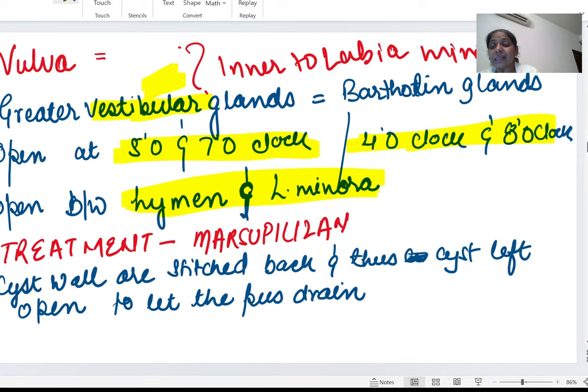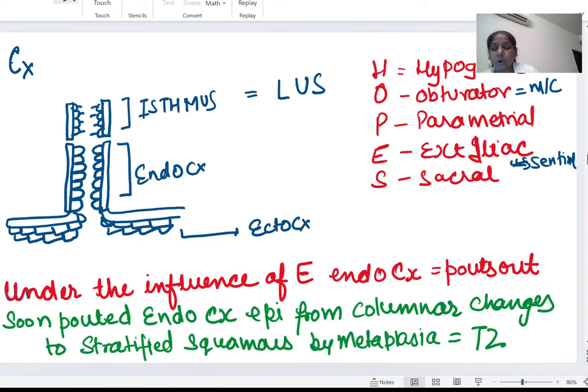Now we have taken the cervix later, and let us study what is the isthmus of the cervix. The fallopian tube also has an isthmus, and the cervix also has an isthmus. What is the isthmus of the cervix? Can anybody tell me? We have already studied that the uterus is lined by ciliated epithelium. Some part of the cervix is also lined by ciliated epithelium. The part of the cervix which is lined by ciliated epithelium is known as the isthmus.